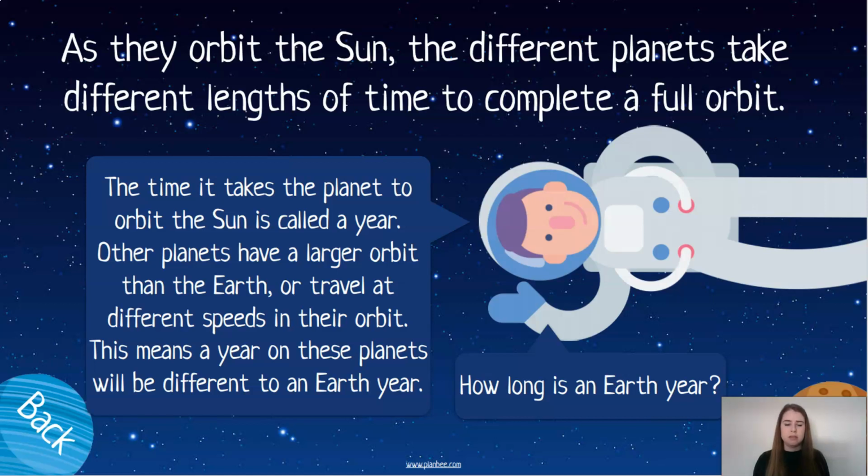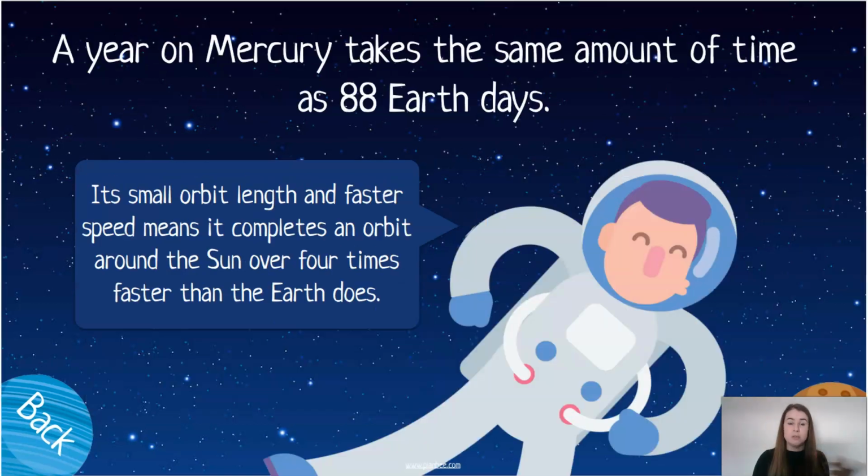different for other planets. So how long is an Earth year? Okay, so we know it's 365 days. Now, a year on Mercury takes the same amount of time as 88 Earth days. So we do it in 365 days and a quarter, Mercury does it in 88 Earth days. So that's how long it would take us to get 88 days through our year.